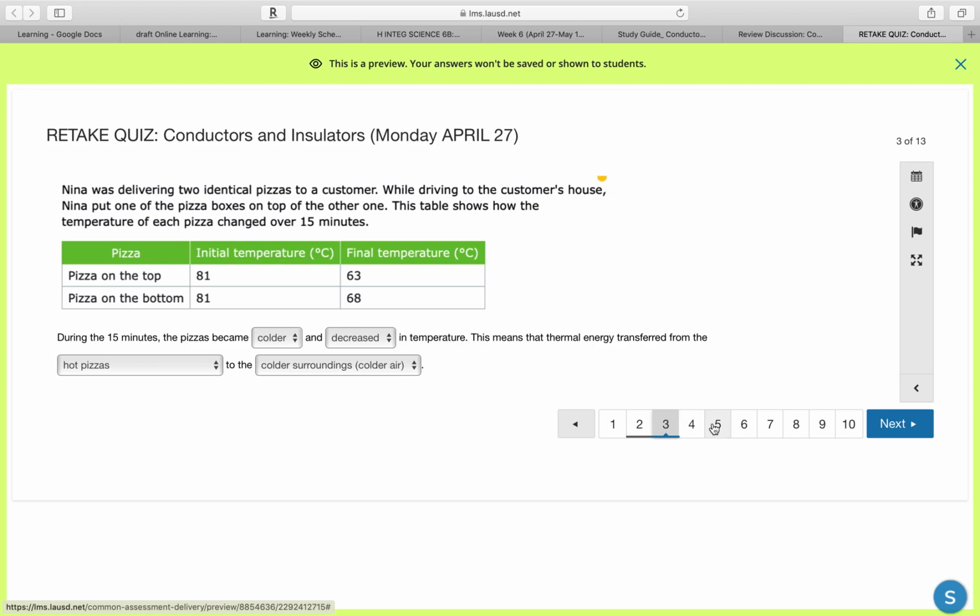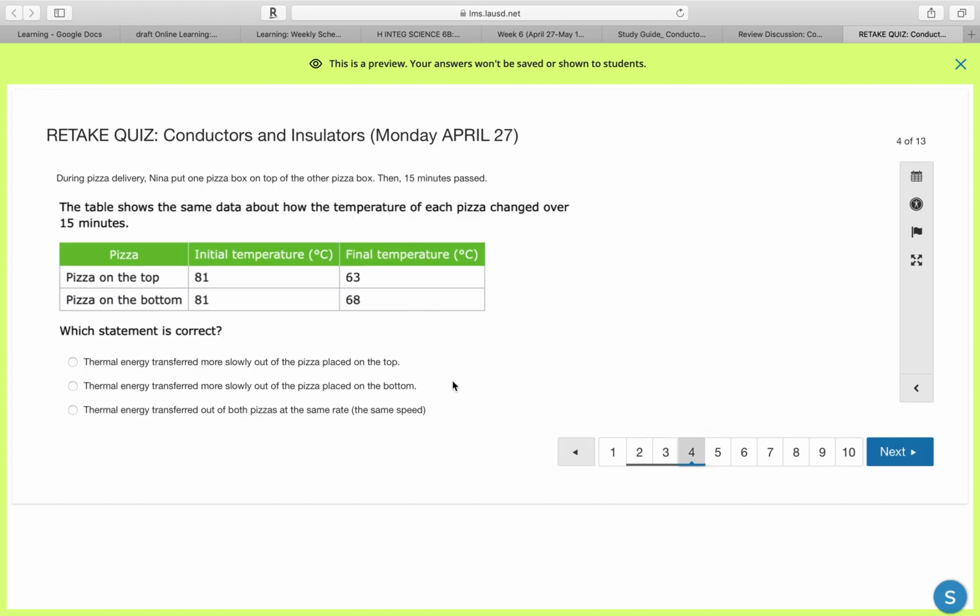All right, and then number 4, this one as well. Which statement is correct? The pizza on the top was 81 degrees, and after 15 minutes, it dropped to 63 degrees. The pizza on the bottom was also 81 degrees, but after 15 minutes, it dropped to 68 degrees. So the pizza on the bottom is still hotter than the pizza on the top. So which statement is correct?